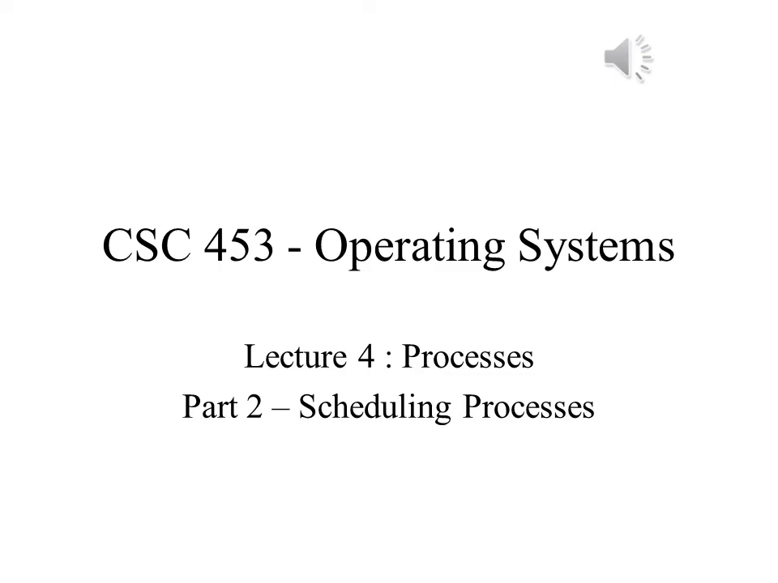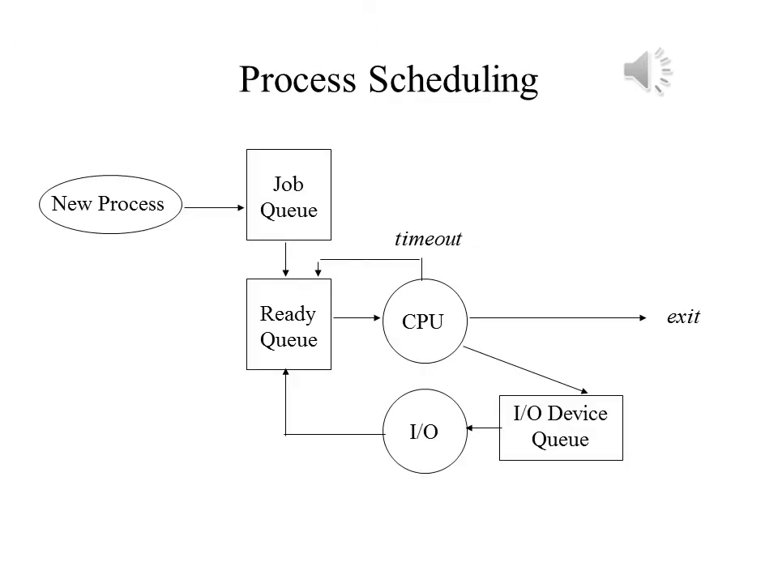In Part 2 of Lecture 4, we will discuss scheduling processes. When a new process is created, it is originally placed on a job queue. The computer can only juggle so many processes at a time, and we cannot assume that it will be able to immediately make this one active. If it can, it will load it into memory and place the process on the ready queue so it can get its first use of the CPU in due time.